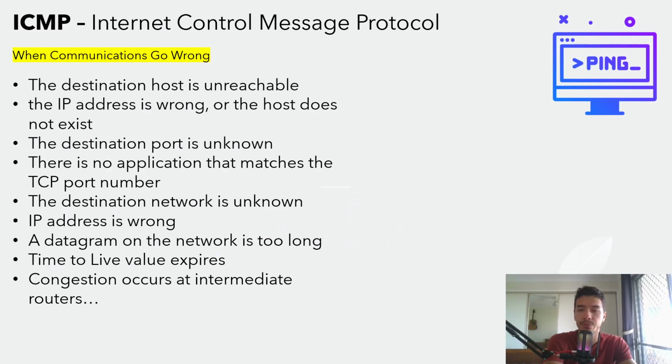So when communications go wrong, ICMP, we have moved on. ICMP is Internet Control Message Protocol. The destination host is unreachable. This is when the IP address is wrong or the host does not exist. The destination port is unknown. There's no particular application that matches the TCP port number. The destination network is unknown. The IP address is wrong. We've already gone over that. Datagram on the network is too long. Time to live value expires. Congestion occurs at intermediate routers.